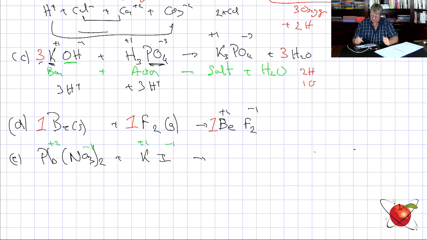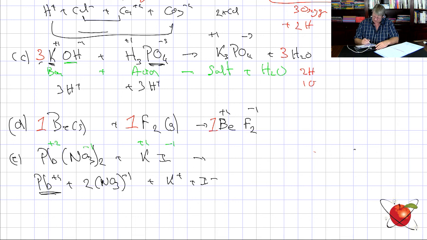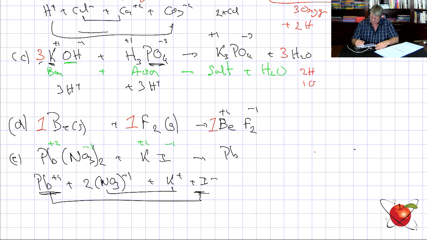So let's have a look at the next bit. What does it go to? Well, let's take a guess without being told. Lead is the positive one. So this is going to go to Pb +2, and then in the water we're going to have 2NO3 -1s, plus we're going to have a K plus, and we're going to have an I minus. I said that goes with that, and this one goes with that. So what we've got is lead iodide. Pb and the I go together, right?